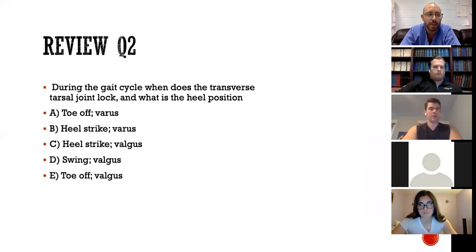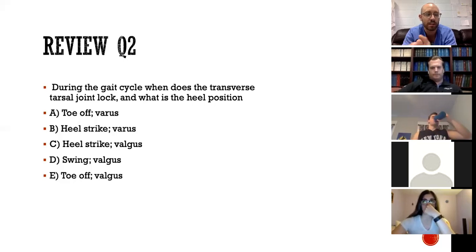So next question is about the gait cycle. At what point does the transverse tarsal joint lock? And what position is the heel in when this happens? These are hard questions. This one we talked about a little last week, so I'll just go over it when we get a couple more people to answer.